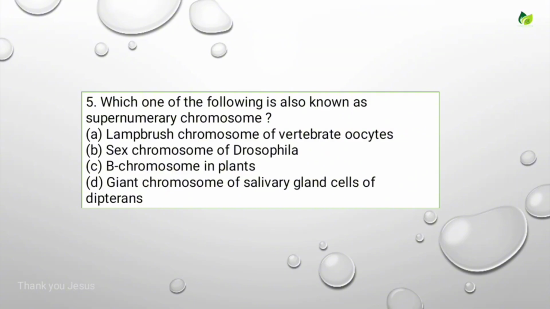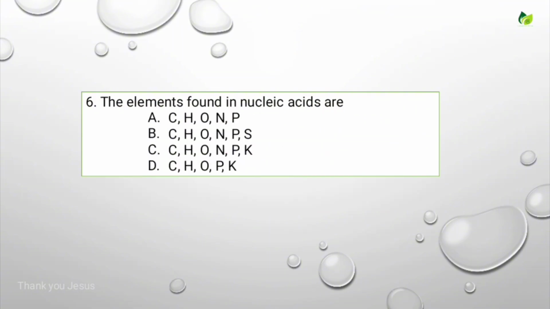Which one of the following is also known as supernumerary chromosomes? So, options are Lambrecht chromosome of vertebrate oocytes, sex chromosomes of Drosophila, B chromosomes in plants, giant chromosomes of salivary gland cells of dipteran insects. For this, the correct answer is B chromosomes, also called supernumerary chromosomes. Let's see the next question.